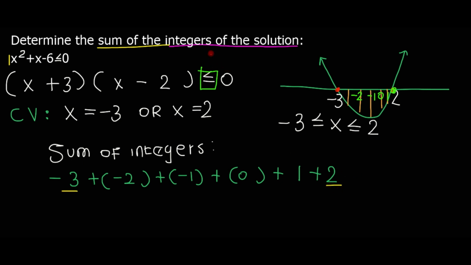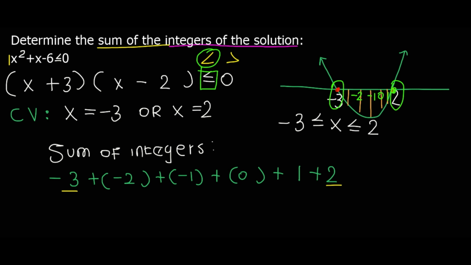But if this inequality was strictly less or greater, our solution would be between -3 and 2, and then we don't include -3 and 2. We would only look at the numbers that are between because of this inequality. Remember this inequality and this one are excluded, we exclude these values, but this one and this one are included, so we include these values.